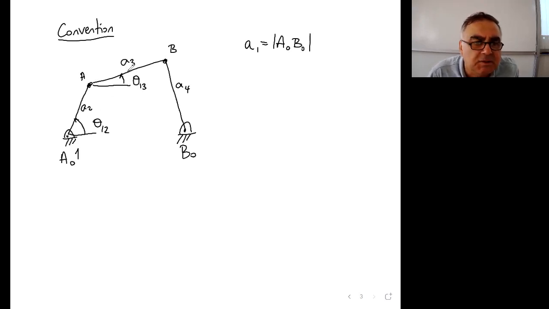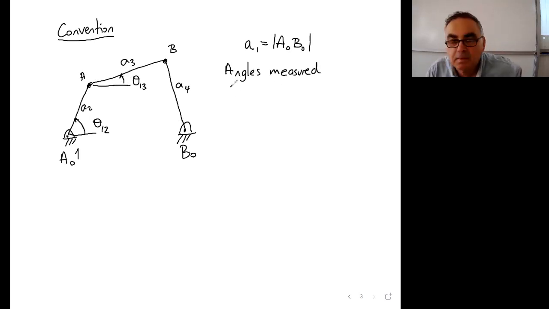And the angles are always counterclockwise. No, this is not the angle between 2 and 3. The angle between 2 and 3 would be this one. The ground link is horizontal. Between horizontal and 3, the angles are measured counterclockwise. Well, they don't have to be in radians, but it is important that you measure them counterclockwise.